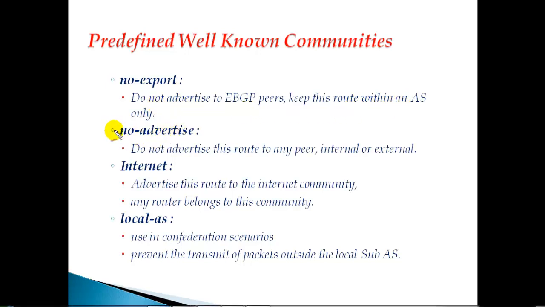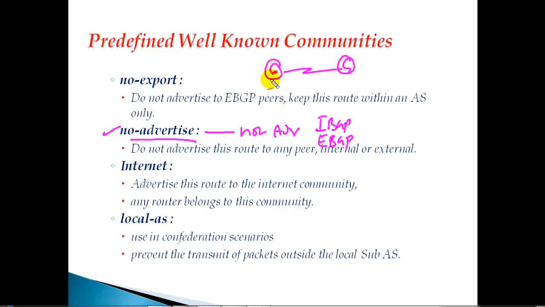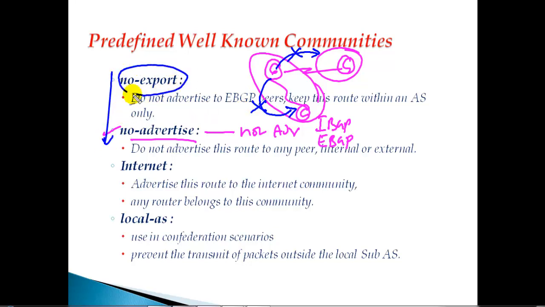Now the next attribute we have is no advertise. When you say no advertise, it will not advertise to any of the internal BGP neighbors, and also it will not advertise to any of the external BGP neighbors. So say I have a router which is connecting to internal routers as well as an external neighbor. Now this route will not be advertised to any external BGP neighbor, and also it will not be advertised to any other router within the same autonomous system number. So the difference between these two is that no export will not be advertised outside the AS, but no advertise will not be advertised outside the AS as well as inside the AS. That is the basic difference.